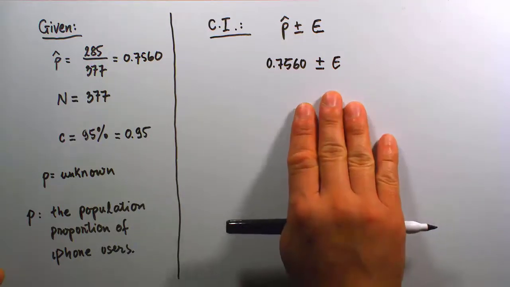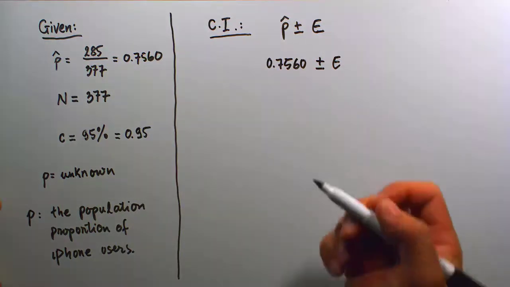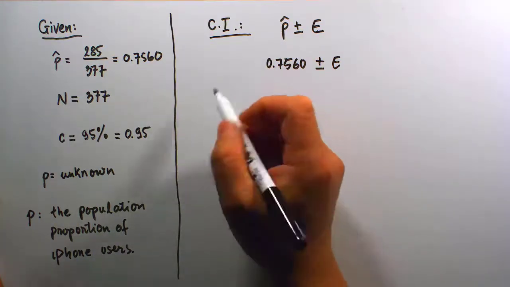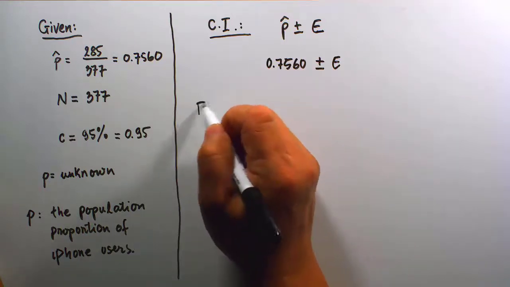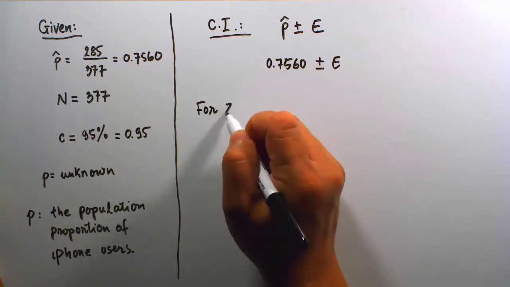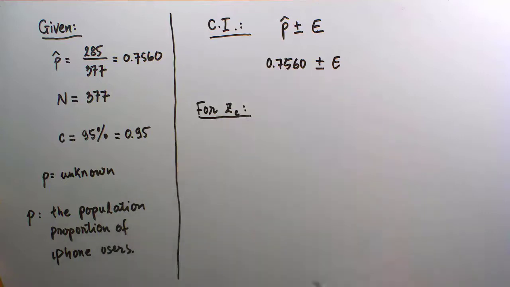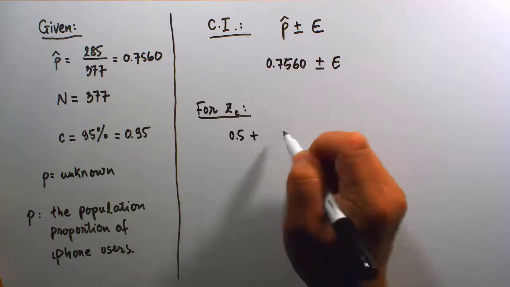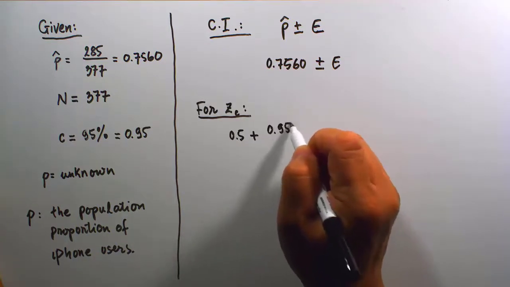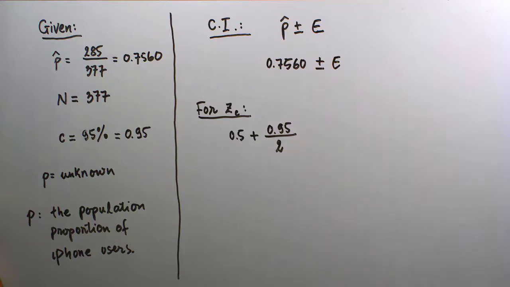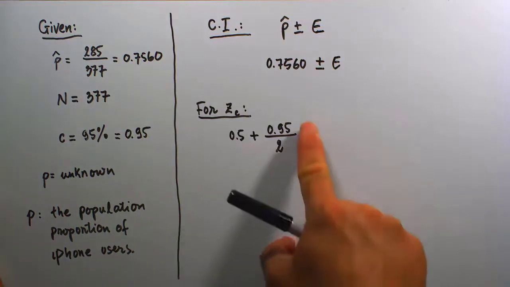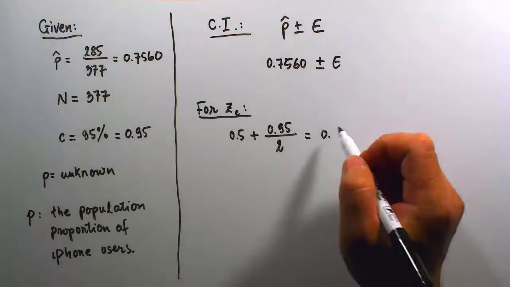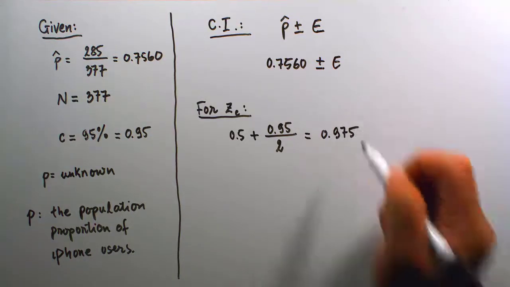Then this truly is our third example where we're doing some actual calculation. And so allow me to change the order of the steps a little bit. Eventually we're going to need a z sub c, so let's quickly find a z sub c. 0.5 plus 0.95 over 2 this time. So 0.5 plus half the confidence level, and this is in decimal: 0.975 according to the calculation.